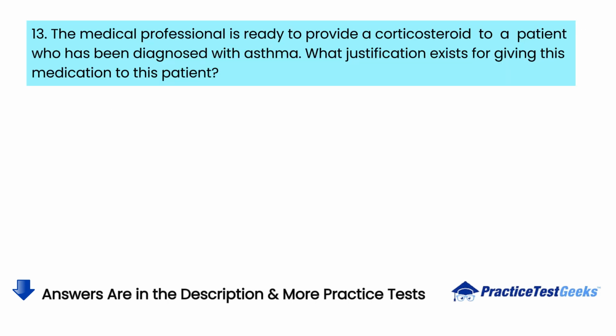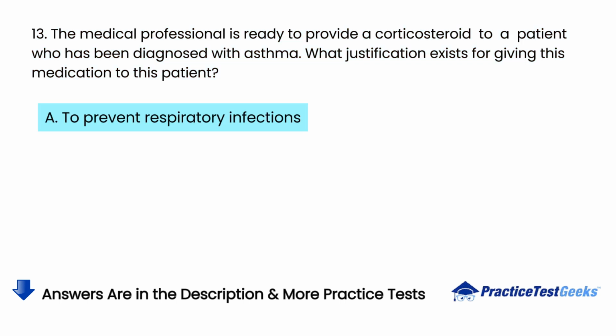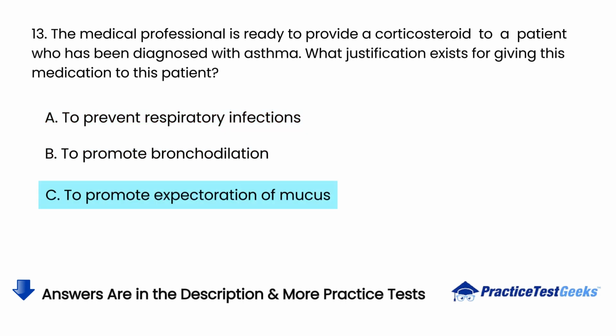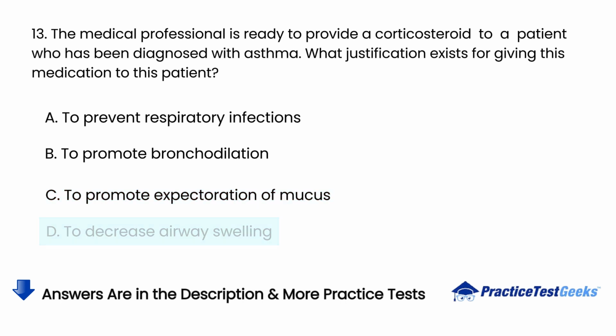The medical professional is ready to provide a corticosteroid to a patient who has been diagnosed with asthma. What justification exists for giving this medication to this patient? A. To prevent respiratory infections. B. To promote bronchodilation. C. To promote expectoration of mucus. D. To decrease airway swelling.